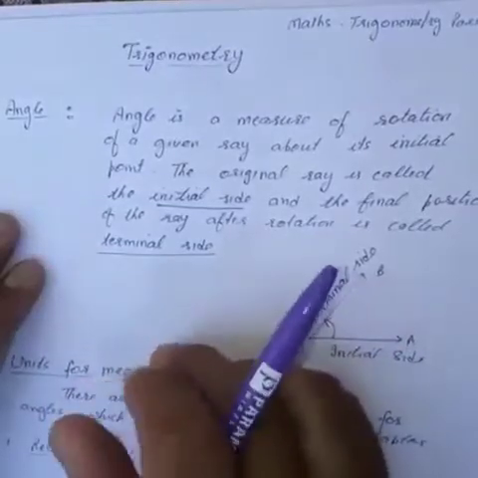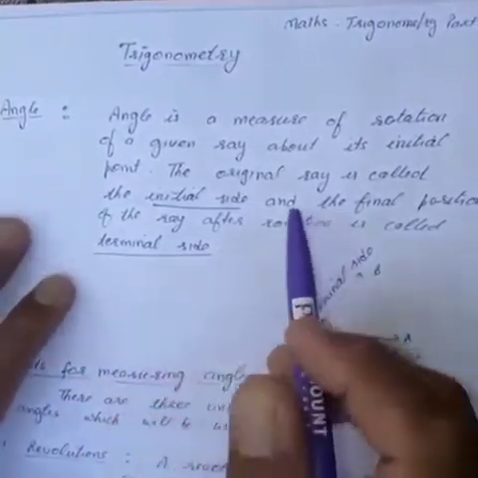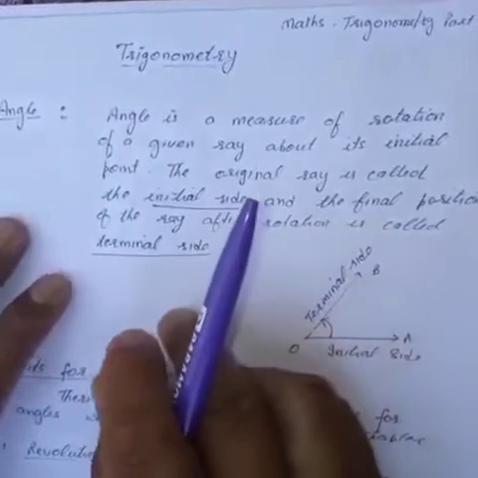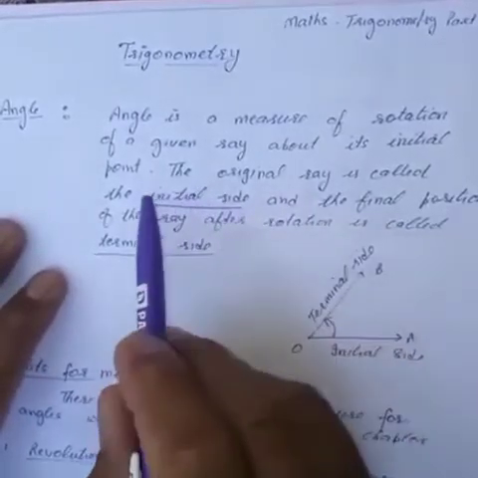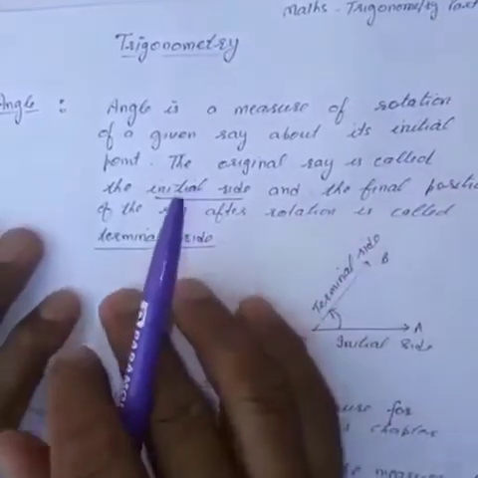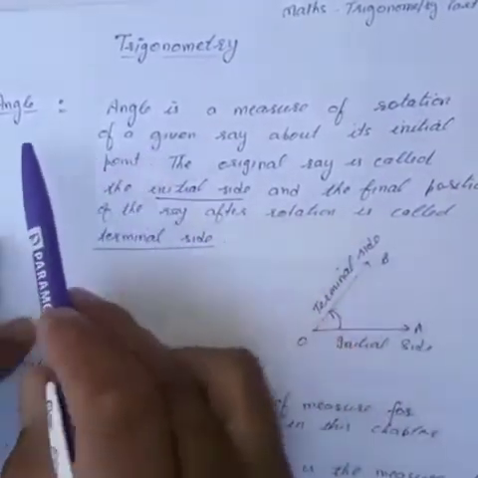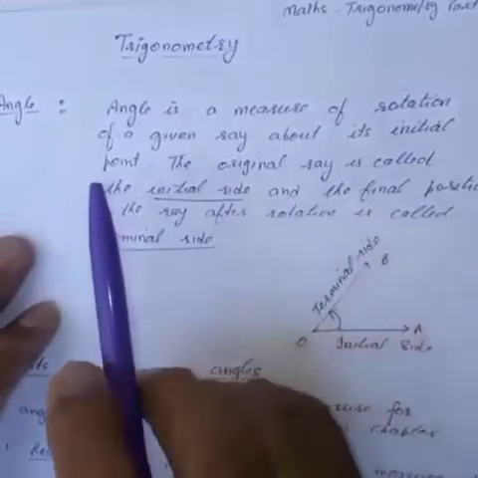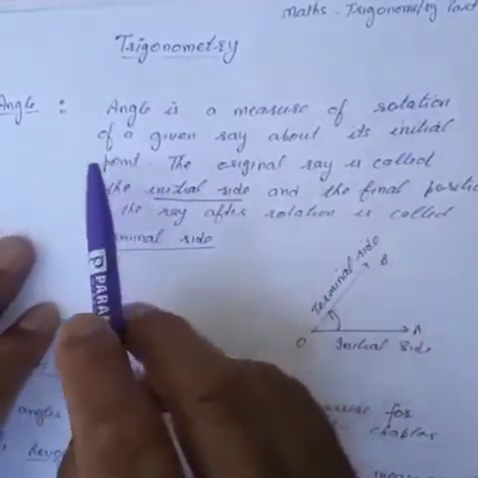Hello students, welcome to a new chapter, that is trigonometry of mathematics. It is the third chapter of NCERT and we want to start with trigonometry. So the first concept is angle. Angle, you know how to define it.